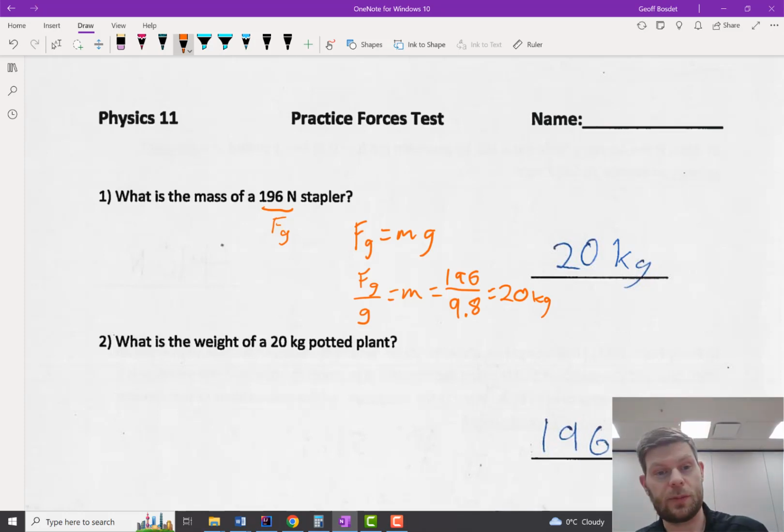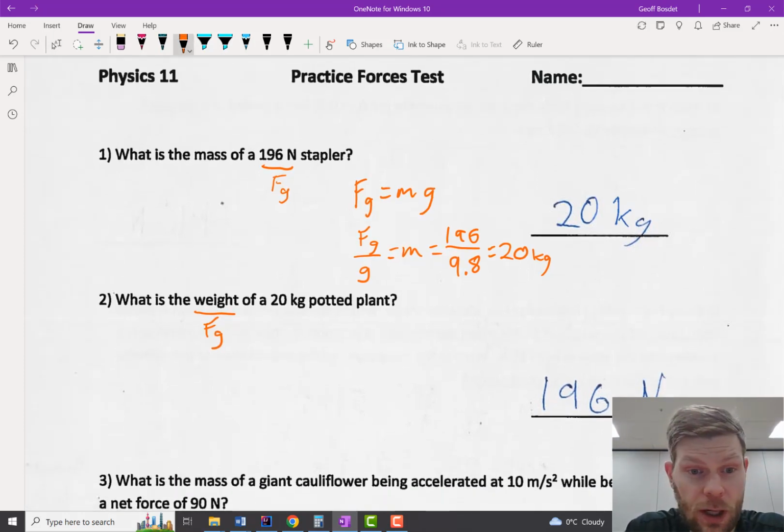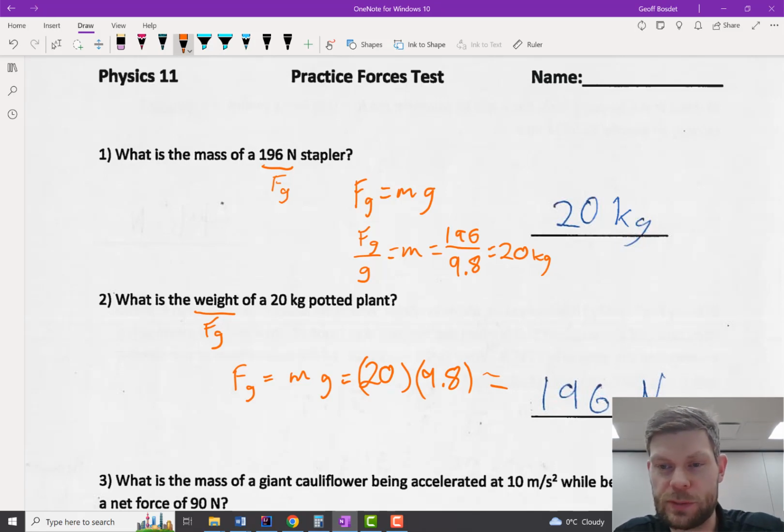Second one, exactly the same idea, same formula, just we know the mass now, and we are looking for the force of gravity, because weight means force of gravity. Kilograms are mass, weight is newtons, or force of gravity. So we will just do force of gravity equals m times g, which in this case would equal 20 times 9.8, which gives us back 196 newtons.